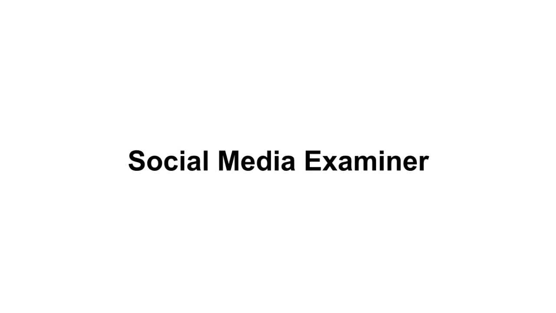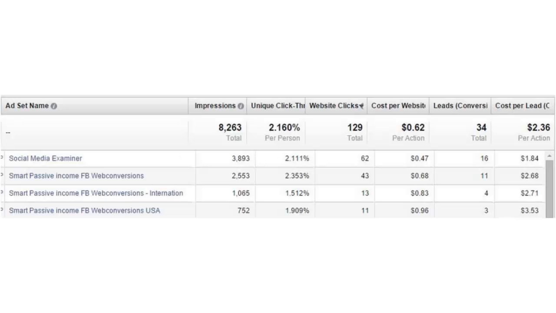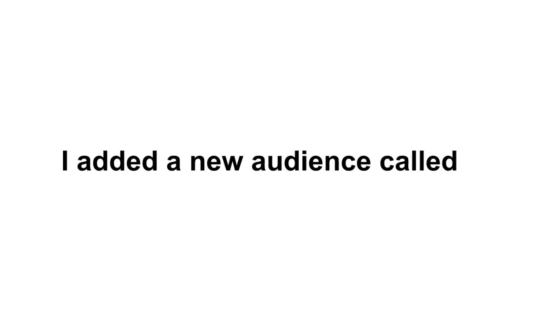First, I looked at the previous week and saw Smart Passive Income was costing me more than Social Media Examiner. And here's what I mean. Let's look at this. At the top, on the very first line, you see Social Media Examiner, and my cost per lead was $1.84. But no matter how I mixed up the Smart Passive Income audience, whether I did USA or international or however I mixed it up, my cost per lead was always higher. So I know that their audience converts better for me.